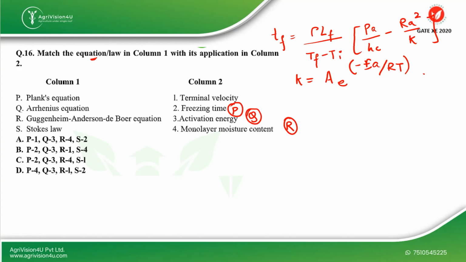Next is Stokes law, that is terminal velocity. Basically it states that the force that retards a sphere moving through a viscous fluid is directly proportional to the velocity and the radius of the sphere and the viscosity of the fluid. So over here my correct option will be C, that is P2, Q3, R4 and S1.